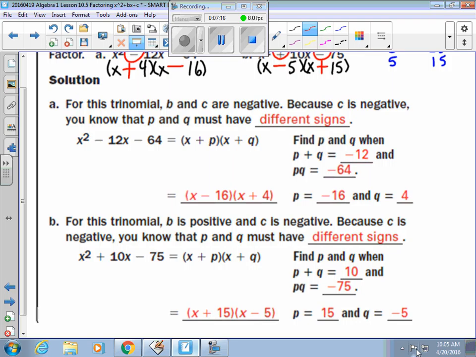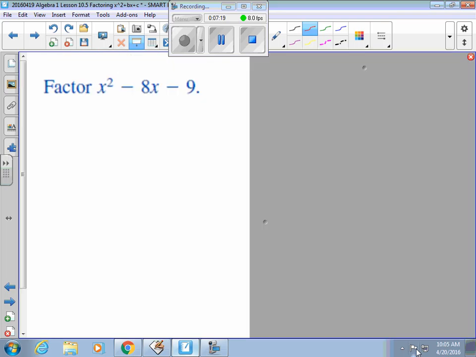On the back or on the side, whichever is easier. Factor this one, x squared minus 8x minus 9. First thing you do, open up two sets of parentheses underneath to make two binomials. Make it say x times x and factor out c.